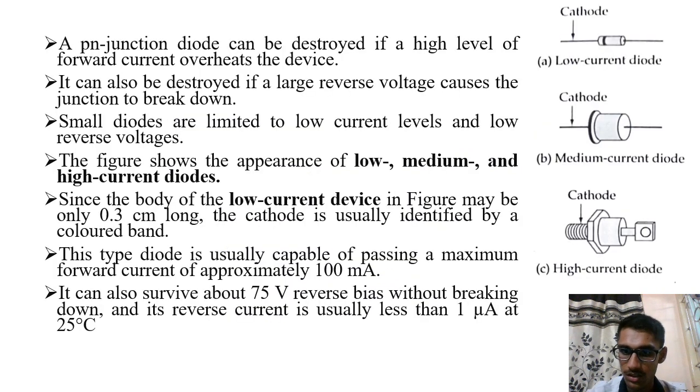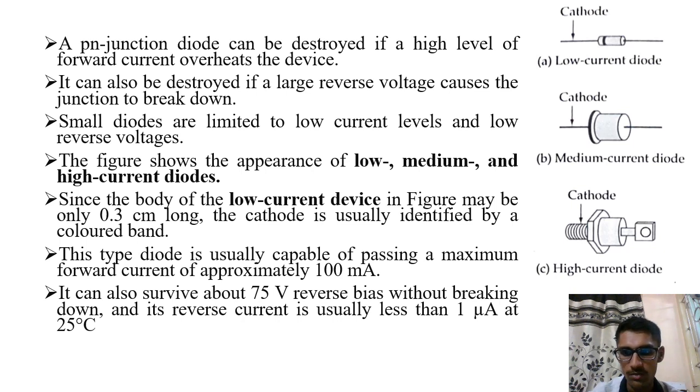Now let's see the diodes which vary on the amount of how much current or voltage they can handle. They are classified into three types: low current diode, medium current diode and high current diodes, which you can observe on the right side of the slide. A PN junction diode can be destroyed if a high level of current overheats the device. It can also be destroyed if a large reverse voltage causes the junction to break down.